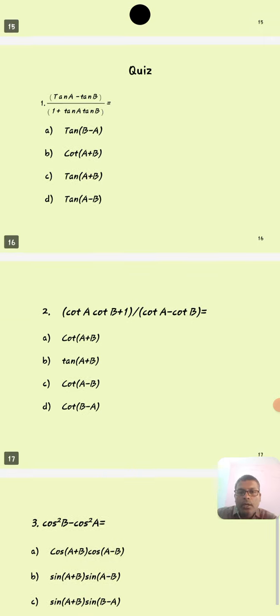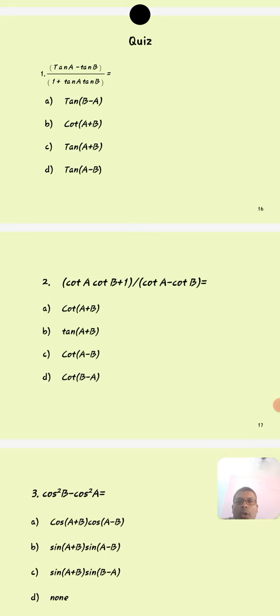Okay. Now the second question, you observe: cot a into cot b plus 1 divided by cot a minus cot b. What are the options? Cot of a plus b, tan of a plus b, cot of a minus b, cot of b minus a. What is the formula? Cot of A minus B. What is the cot of A minus B formula? Cot A cot B plus 1 by cot B minus cot A. So you have to choose the suitable answer. When you learn the formulas perfectly, it is easy to choose the option.